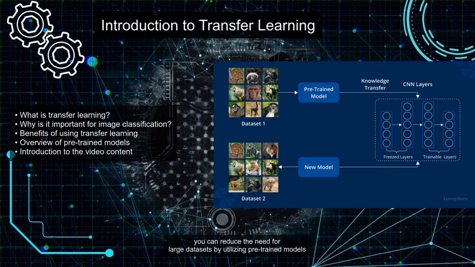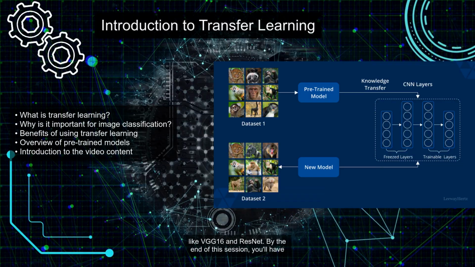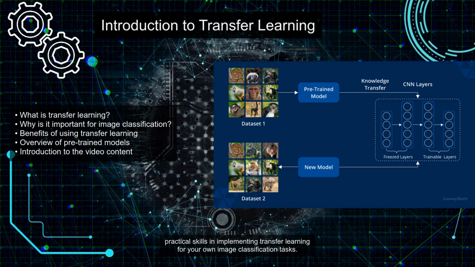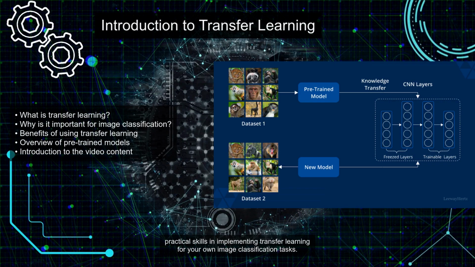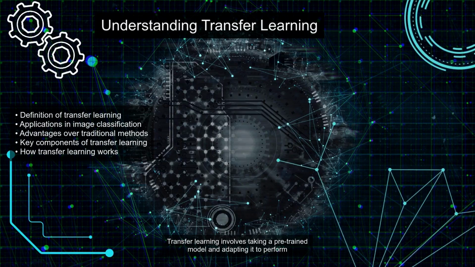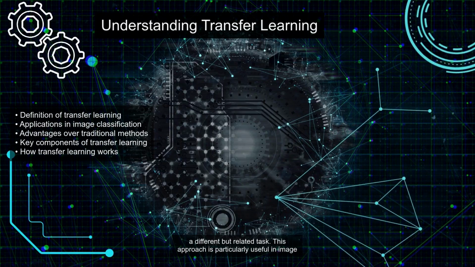We'll uncover how you can reduce the need for large datasets by utilizing pre-trained models like VGG16 and ResNet. By the end of this session, you'll have practical skills in implementing transfer learning for your own image classification tasks. Let's dive in. Transfer learning involves taking a pre-trained model and adapting it to perform a different but related task.